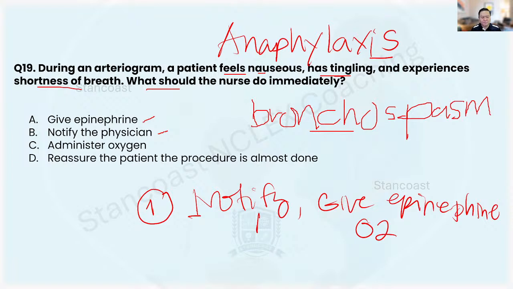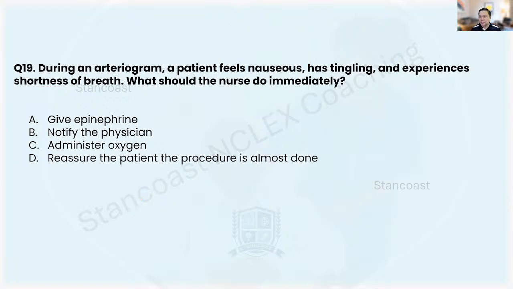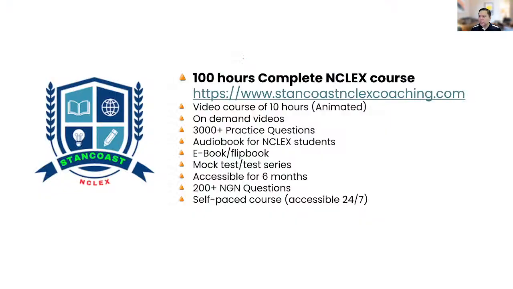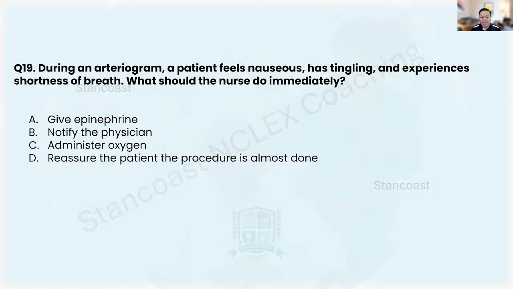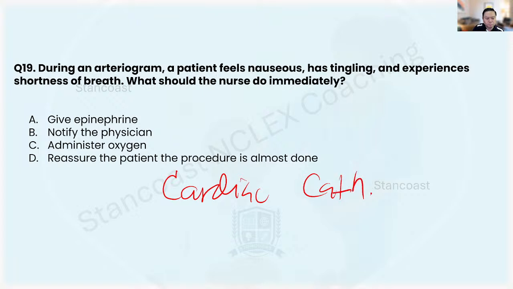Okay. All right, let's move on to the next. During an arteriogram. Oh, that's it? I thought that I had more. Well, we're going to have some more tomorrow. And tomorrow we will be talking about cardiac catheterization as a separate test question, because this is going to be a big deal in the NCLEX. So we will be going through more of the test questions in that procedure.